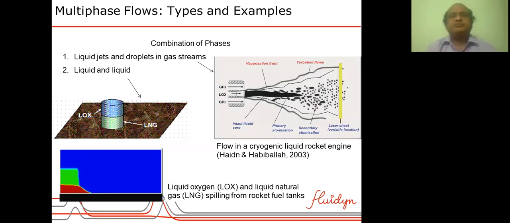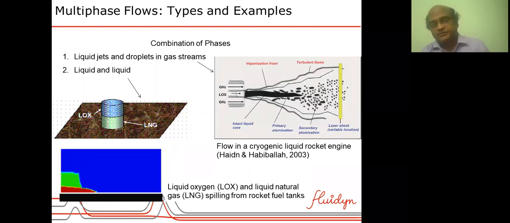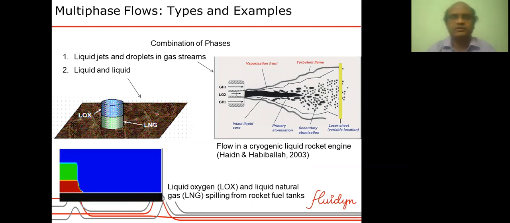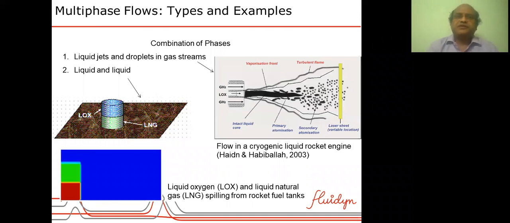Multi-phase flows involve the flow of immiscible phases. As we know, there are 4 states of matter: solid, liquid, gas, and there is something called a supercritical state, where there is no clear distinction or interface between the material. If you look at the different types of flows, one way of classifying them is in terms of the combination of the phases.